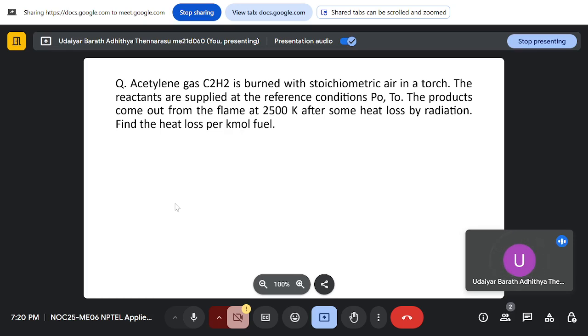So the next question is, we have acetylene gas C2H2 burned with stoichiometric air in a torch. The reactants are supplied at the reference condition of P0 and T0. The products come out from the flame at 2500 Kelvin after some heat loss by radiation. So find the heat loss per kilomole of fuel.